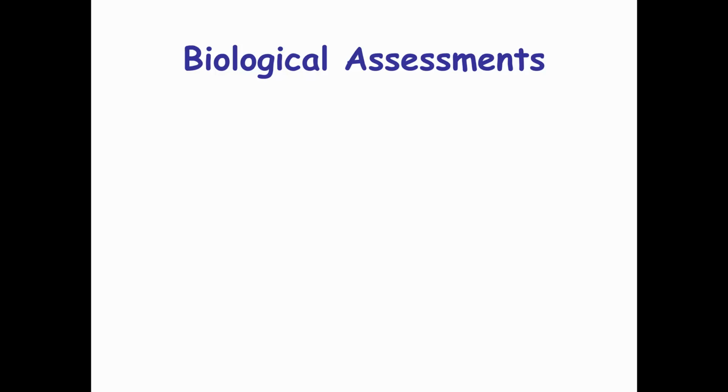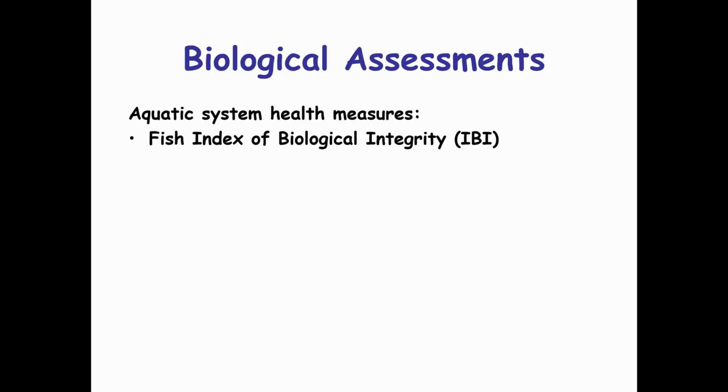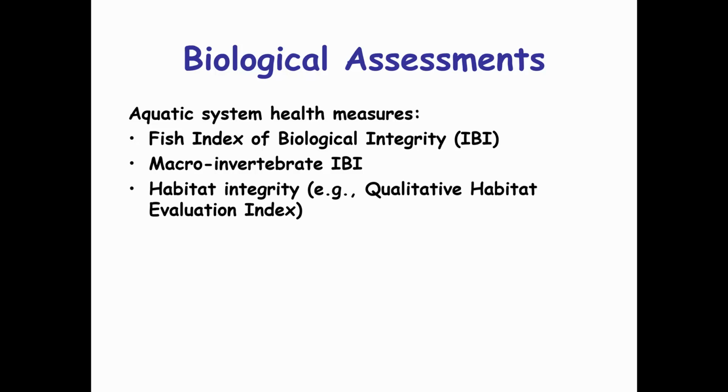Among the biological assessments, there are some aquatic system health measures that are used. For instance, the fish index of biological integrity, the index of biological integrity for fish, and the index of biological integrity for macroinvertebrates. Typically, here in Minnesota, we'll see IBI scores for fish, and we'll also see IBI scores for macroinvertebrates that are being generated or developed for different parts of the state.